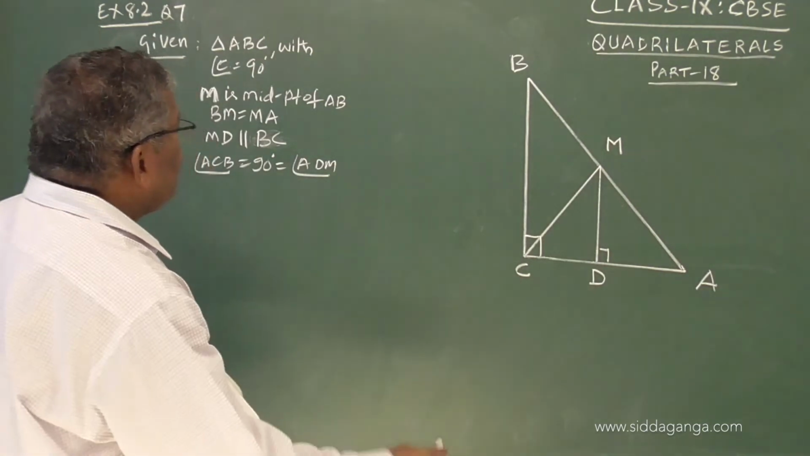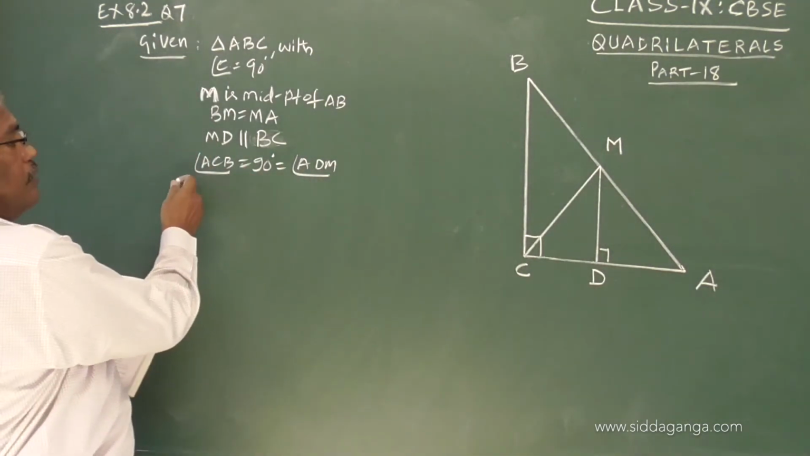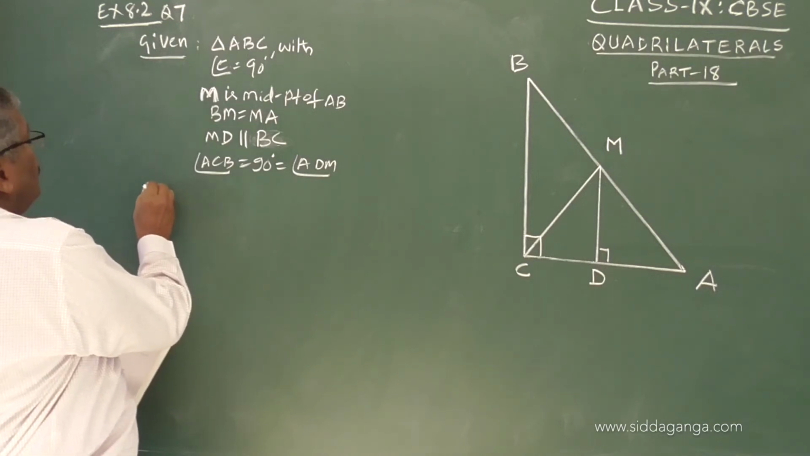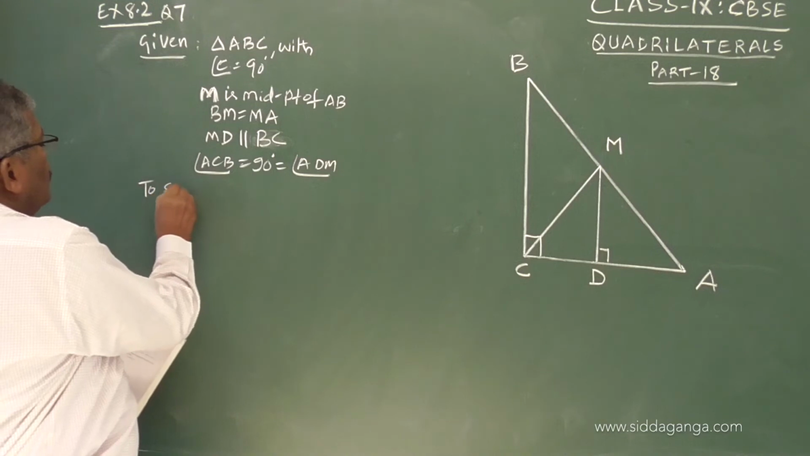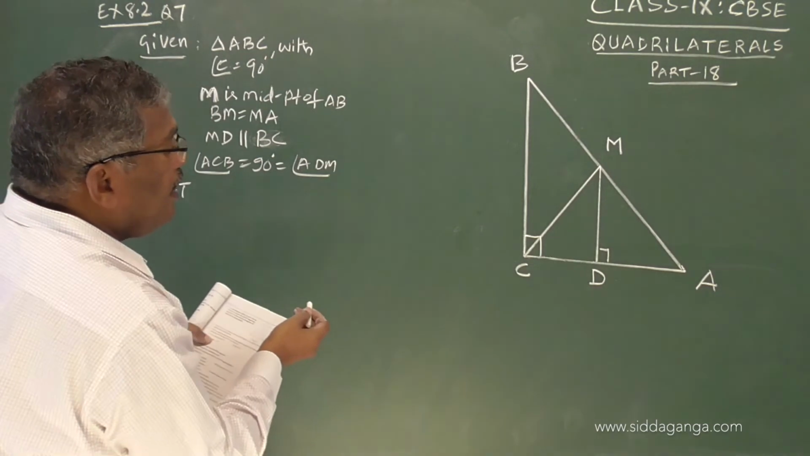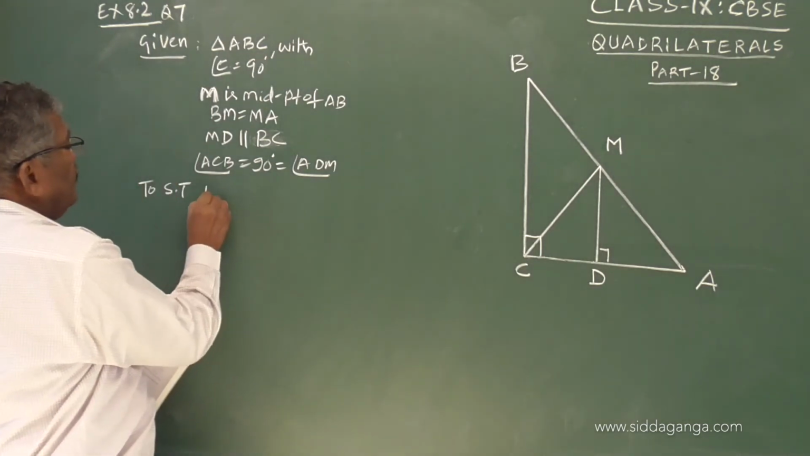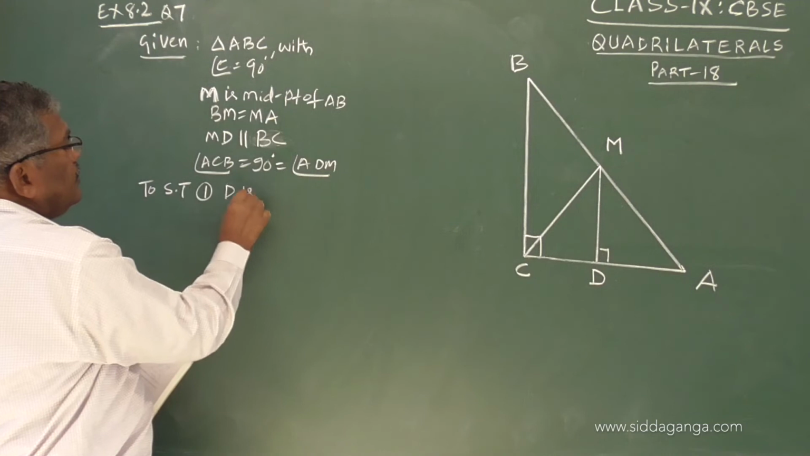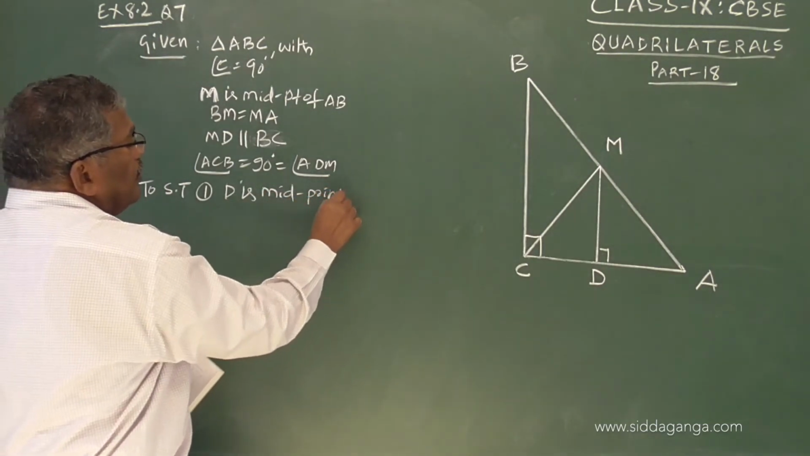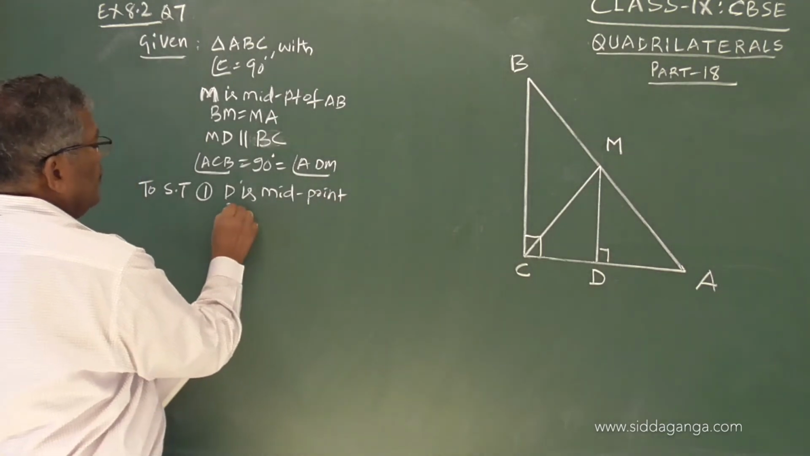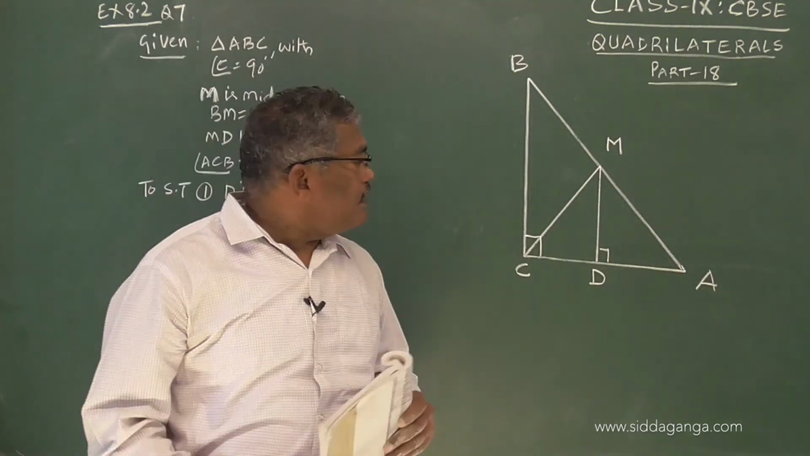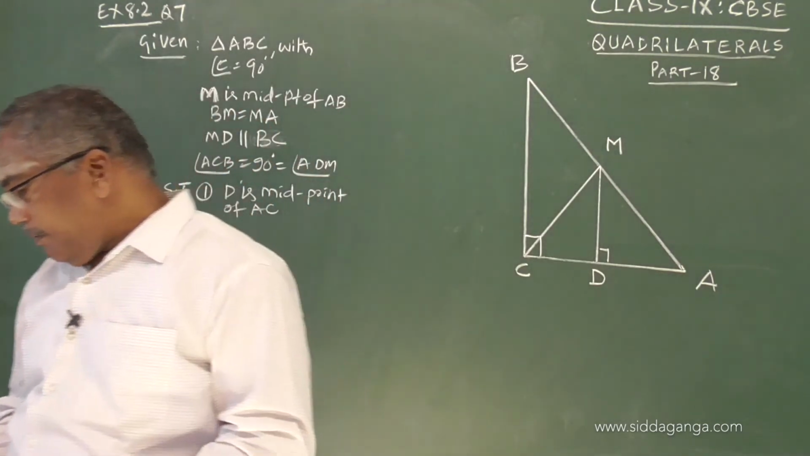So now what is to be proved? First one, to show that D is the midpoint of AC. D is the midpoint of AC. That is what we have to prove.